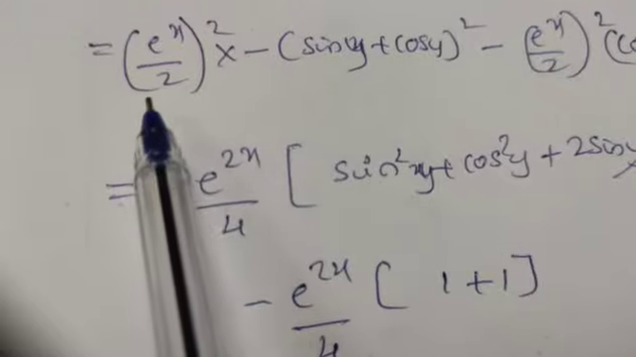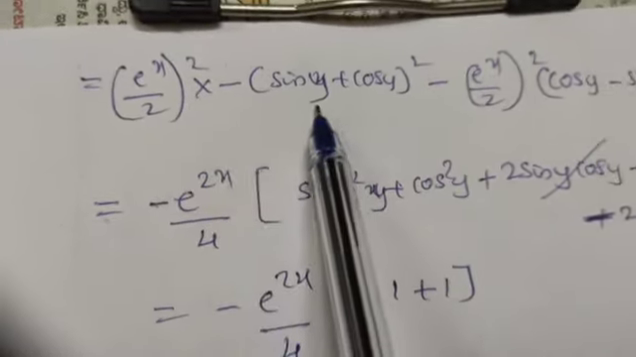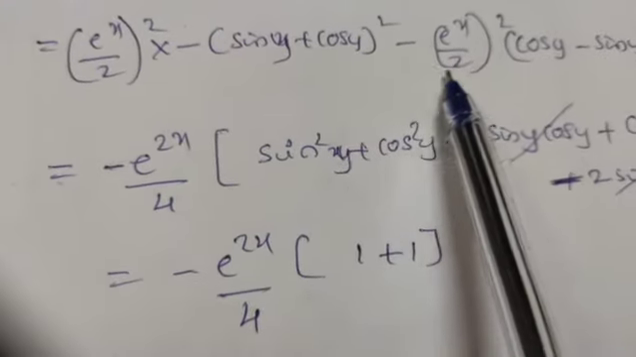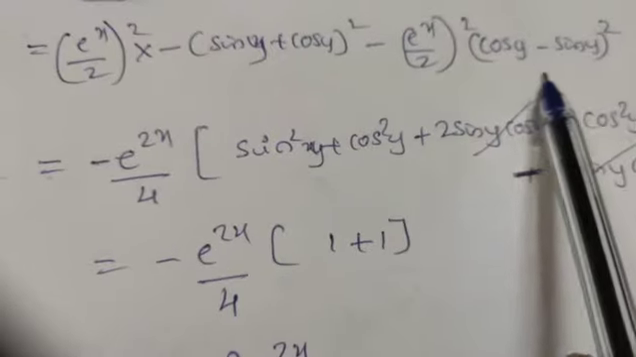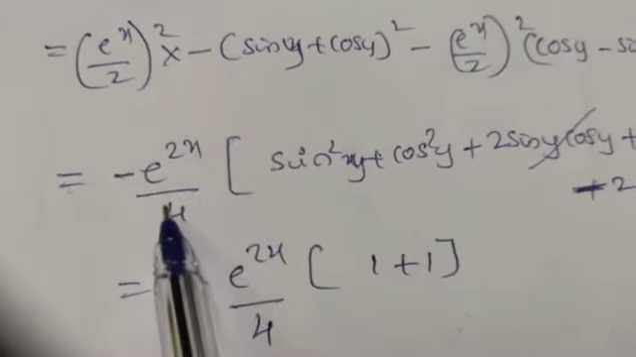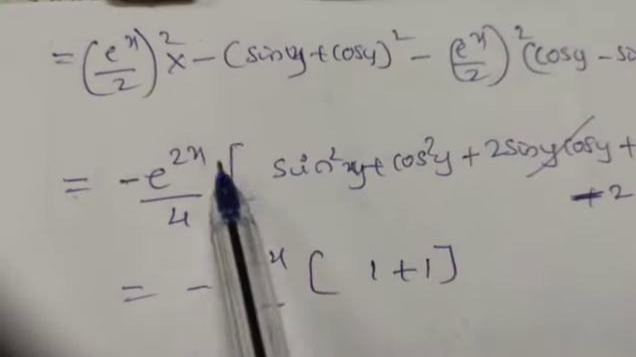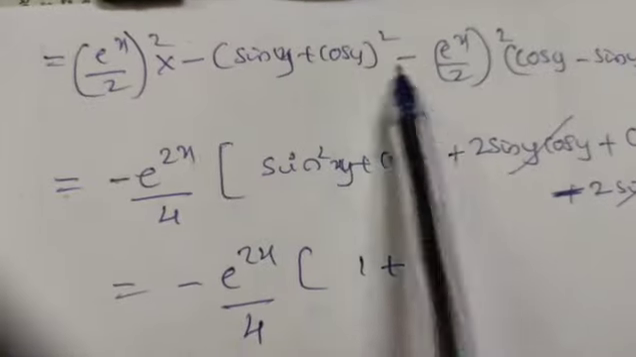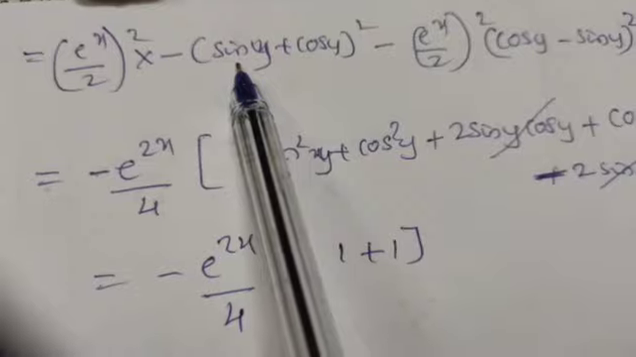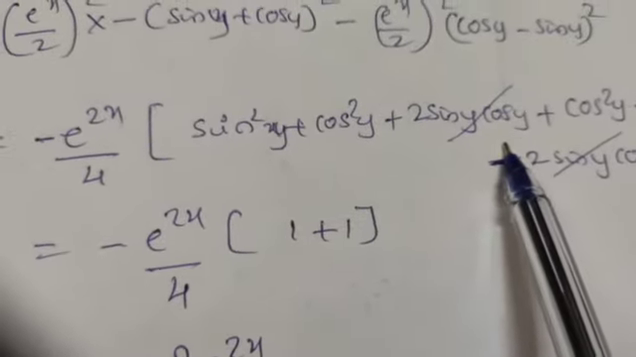Cross multiply, expand the determinant, you will get e raised to x by 2 whole square into minus sin y plus cos y whole square, and minus e raised to x by 2 whole square into cos y minus sin y whole square. Here e raised to x by 2 whole square is e raised to 2x by 4, you have to multiply the powers. I have taken the minus sign common, since both the terms contain a minus sign. So for the remaining term, you have to expand this sin y plus cos y whole square. It is sin square plus cos square plus 2 sin y into cos y.